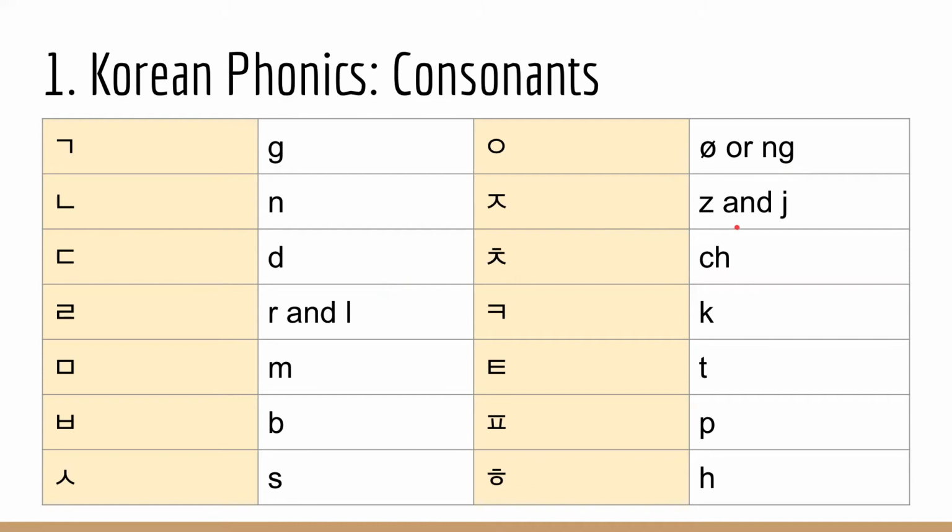Two letters combined. Ch. This one would be ch. And k. This one would be t, and p. Lastly, h. There are more consonants, but we're gonna start with the simple ones first, and later we'll go on to a little bit more difficult ones.